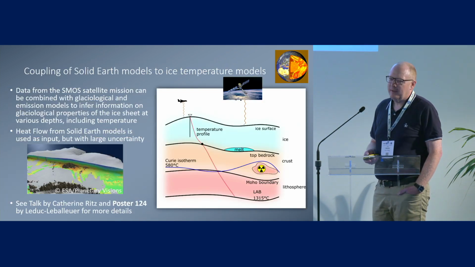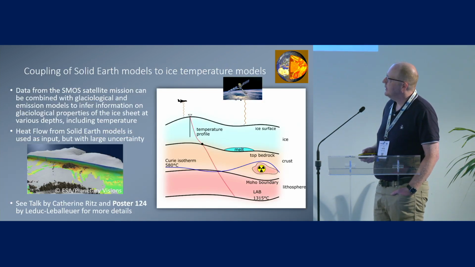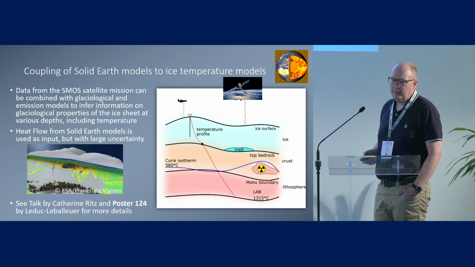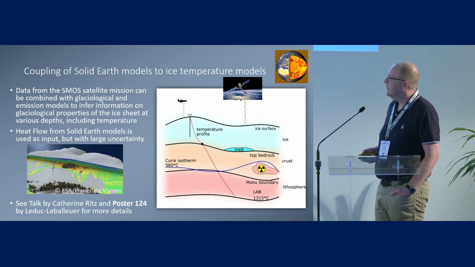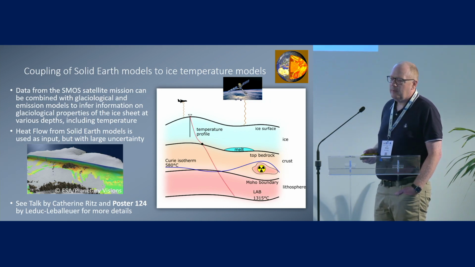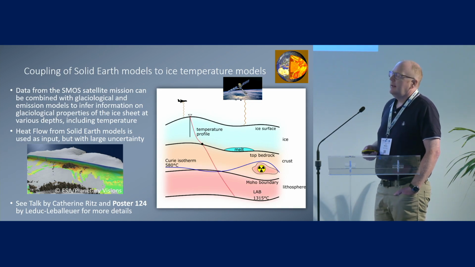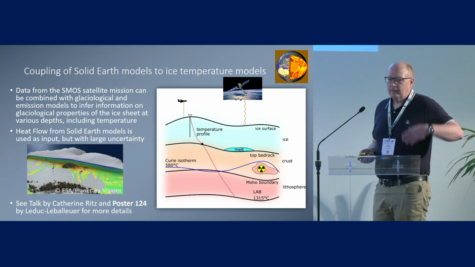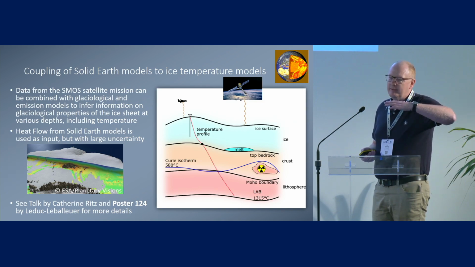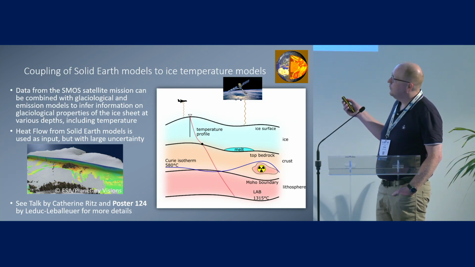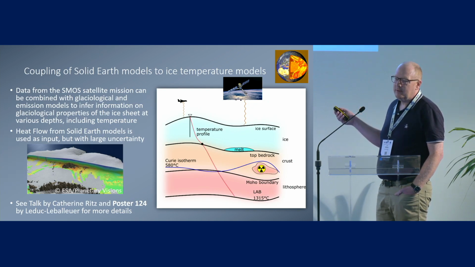But we can also use other types of information, and this is actually something which is coming up in recent years, and there will be a dedicated talk on this. It's actually getting ice temperature models, and Catherine has a talk about this, and there's a nice poster by Marion Leduc-Leballeur. It explains using data from the SMOS, the Soil Moisture and Ocean Salinity satellite mission, to actually get ice temperature models. So the idea is now we're getting from the top to the bottom, and then we somehow have the interface here where the models should meet.